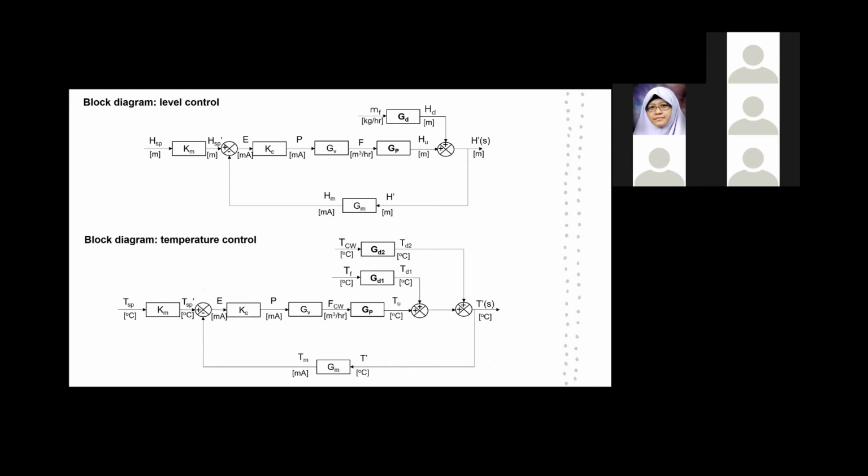Betul tak? Yeah. Now, many of you correctly pointed out that there will be two block diagrams, one for the level and one for the temperature, so as to have the disturbances in the block diagram.